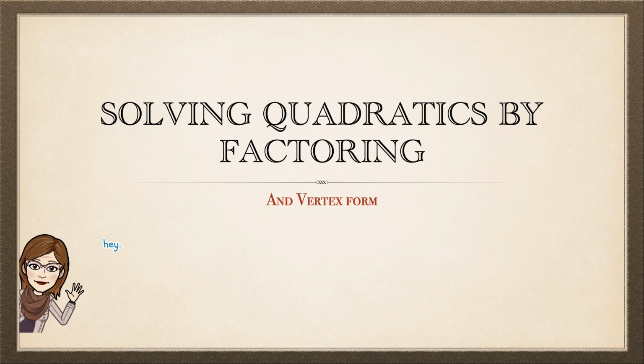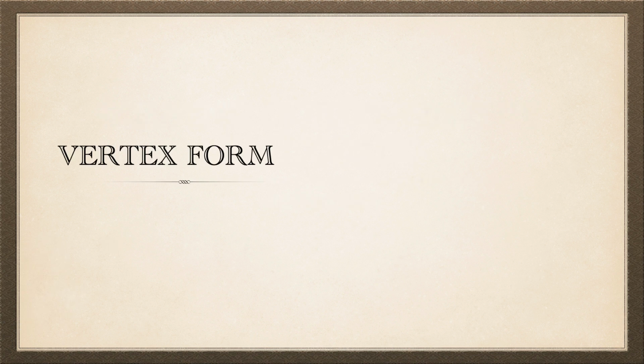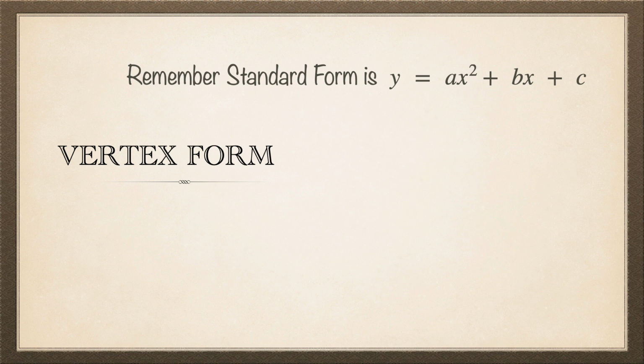Hello, algebra students. Today we're going to be solving quadratics by factoring, and I'm going to introduce you to a new form called the vertex form. So let's look at the vertex form first. It's just another way to write a quadratic equation. And remember what the standard form looks like. The standard form looks like this: y equals ax squared plus bx plus c.